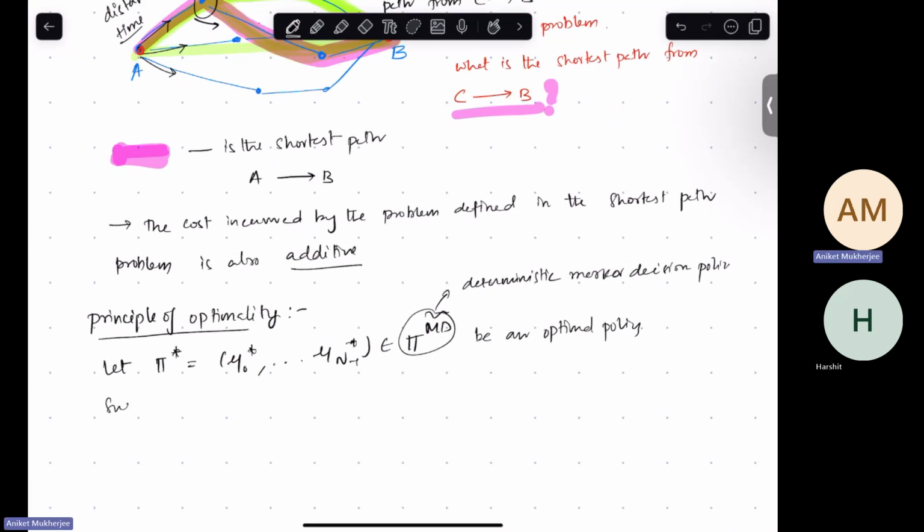Now suppose you have used pi star. So you have applied pi star to your stochastic control problem. Then you reach state xi at time i with a non-zero probability.